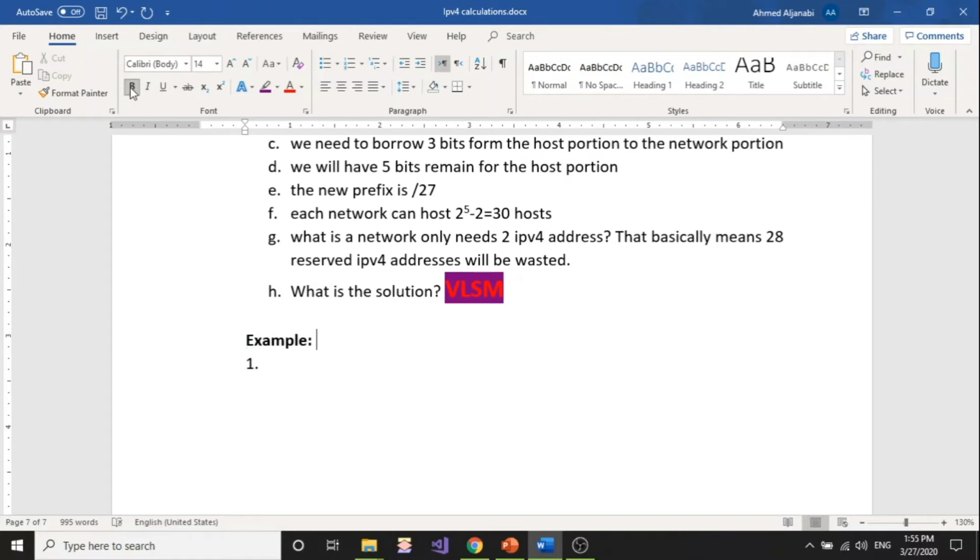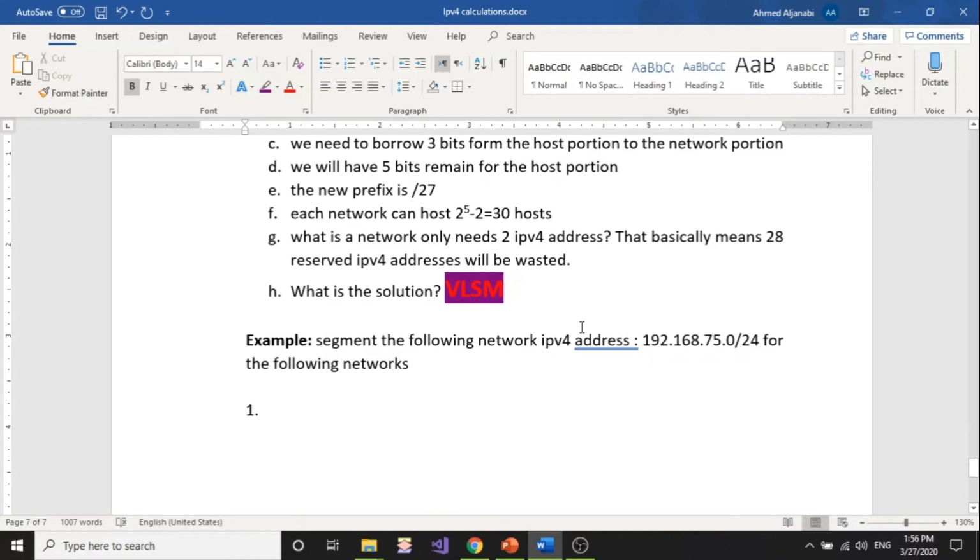I'm going to come here and let's say: segment the following network IPv4 address, 192.168.75.0/24, for the following networks.